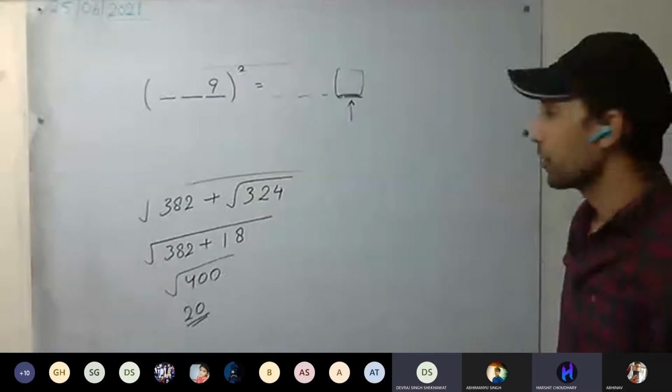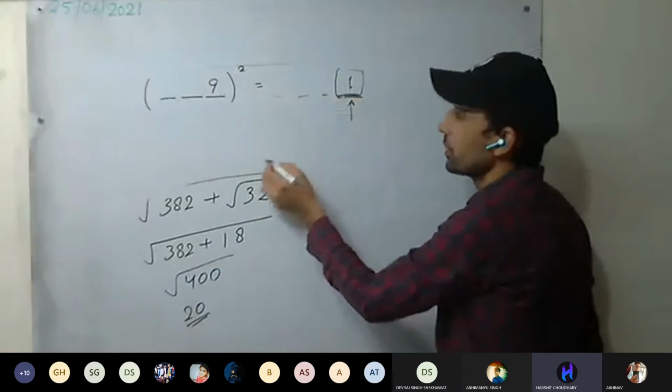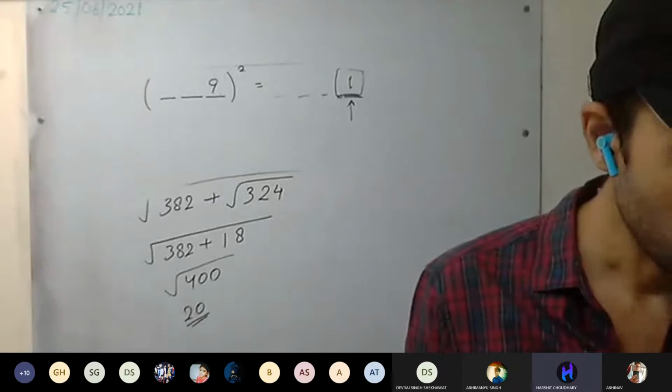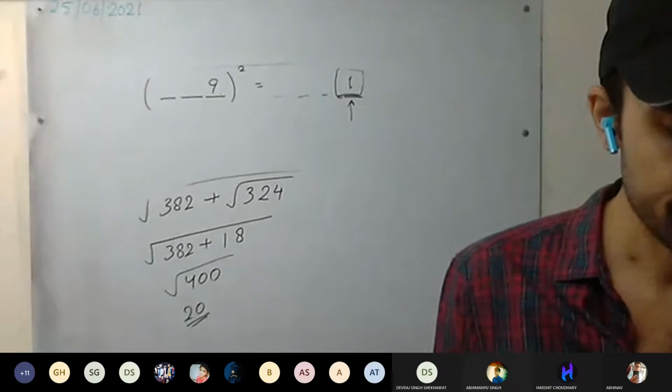Sir, it will be 1. Okay. The unit digit of a square root of a number ending in 6.